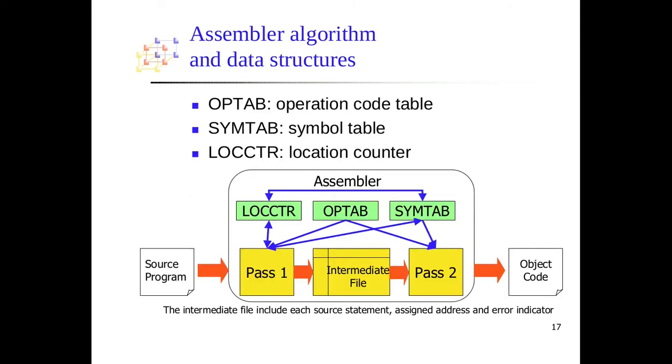Then, what are the data structures used by the assembler? The main 3 data structures are OPTAB, SYMTAB and LOCCTR. OPTAB means operation code table, SYMTAB is the symbol table, and LOCCTR means location counter. Here is our source program, then pass 1, pass 2, and then the object code. This forms our assembler, which uses the location counter, OPTAB and SYMTAB, or symbol table.